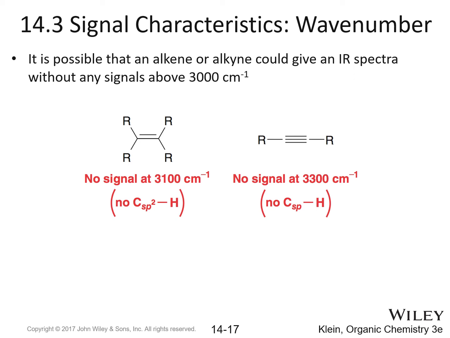Some alkenes could give IR spectra without any signals above 3000. The only signals we were seeing were when we had a carbon to a hydrogen. Well, if we don't have any hydrogens attached, then you're not going to see that peak there. So we're going to be looking for the presence of alkenes and alkynes in more than one place. Those that have a hydrogen we'll see down at the far left end of the spectrum. But we're also going to be looking for alkenes and alkynes more towards the center of our spectrum.